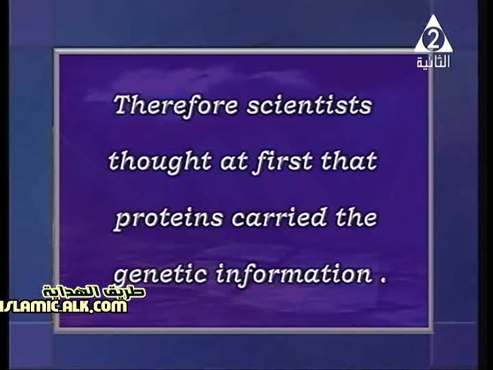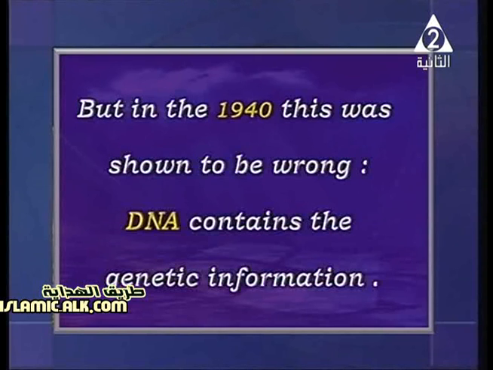The scientists at first thought that the number of amino acids is 20, so it necessarily carries our genetic information. But on the other hand, some scientists proved that the DNA already carries the genetic information of the human body. But in 1930, this was shown to be wrong, and that DNA contains the genetic information.